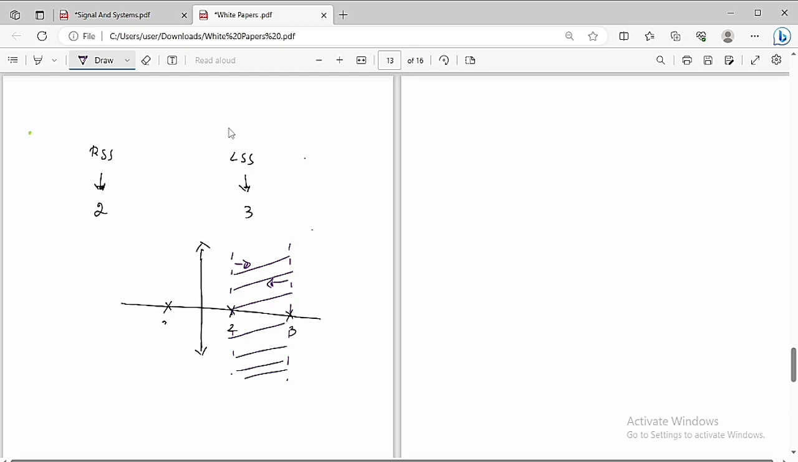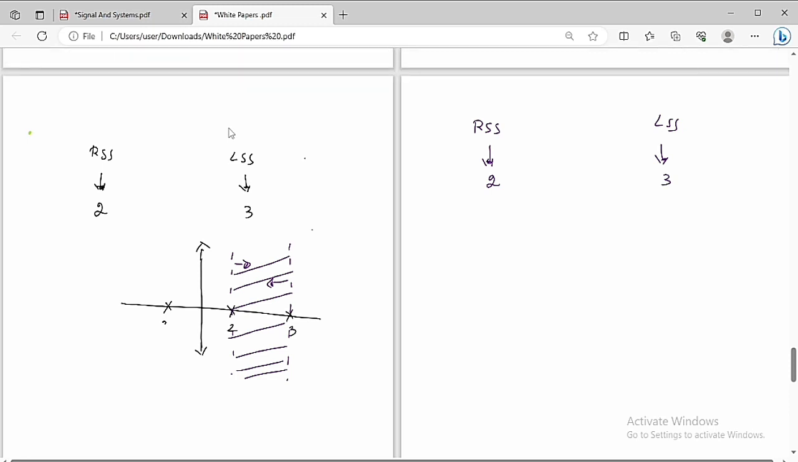Similarly, if you go for the discrete time domain, suppose for the right-sided signal the magnitude of the pole is 2, and for the left-sided signal the magnitude of the pole is 3. See carefully, I already told you, for the right-sided signal the magnitude of the pole is 2 and for the left-sided signal it is 3 here. Now let's go to the Z plane. This is a circle of radius 2. As it is a right-sided signal, the ROC is outward. Similarly, take another circle of radius 3. Here it is a left-sided signal, therefore the ROC is inward.